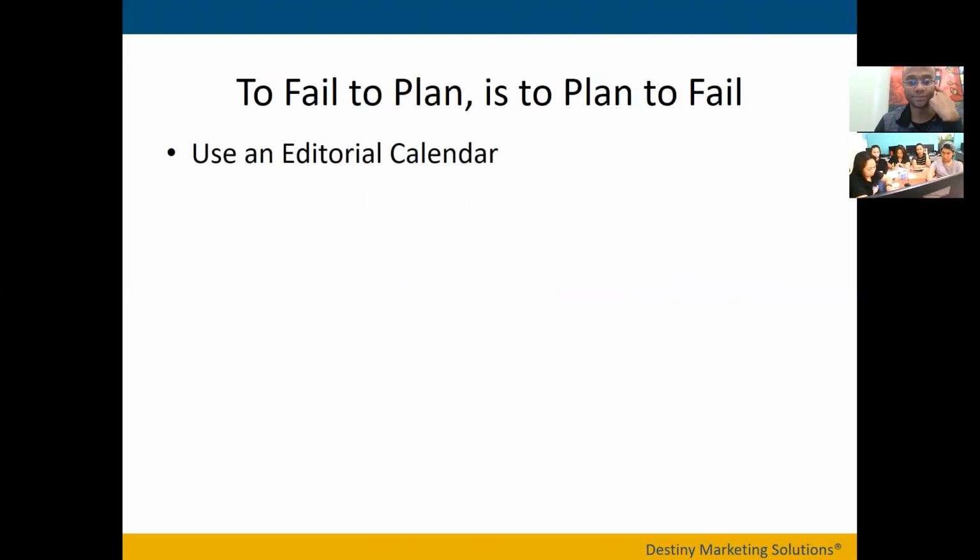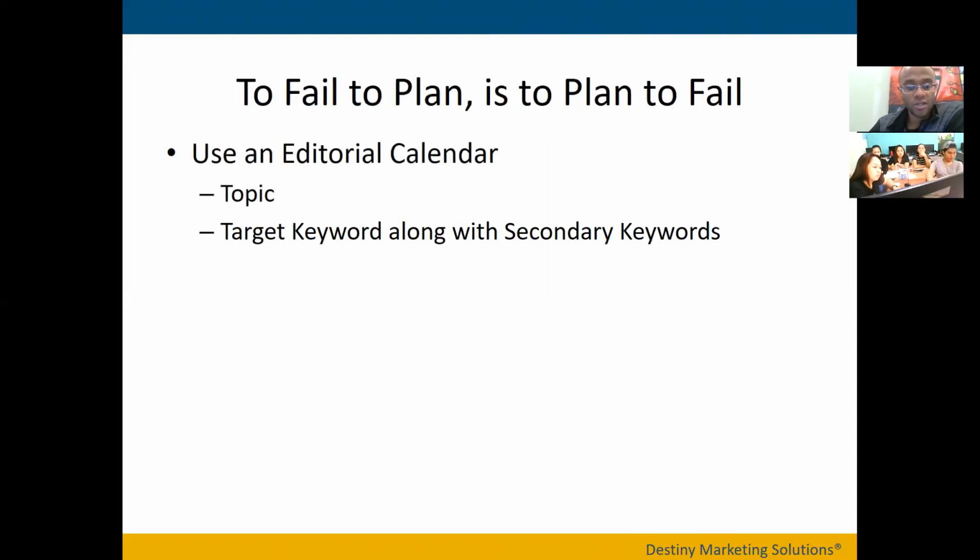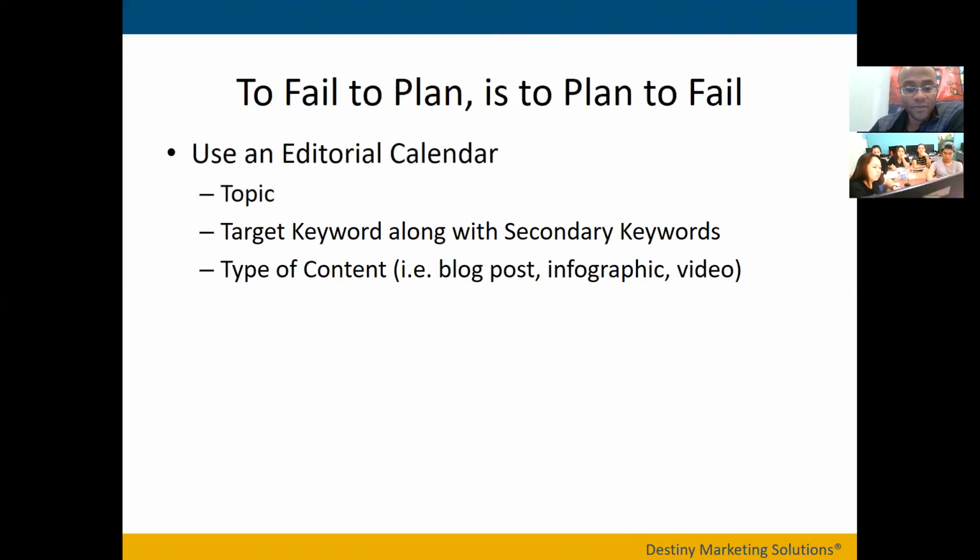So how do you do that? You want to use an editorial calendar. This can be a simple spreadsheet that has different columns, but you want to make sure that you include the topic of the content. You want to include the target keywords along with secondary keywords. So you already want to have this mapped out beforehand. You want to include the type of content.